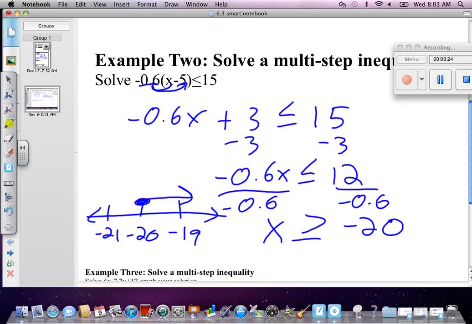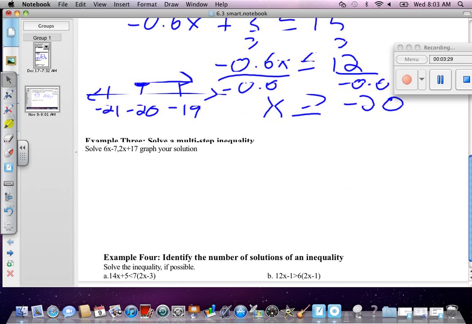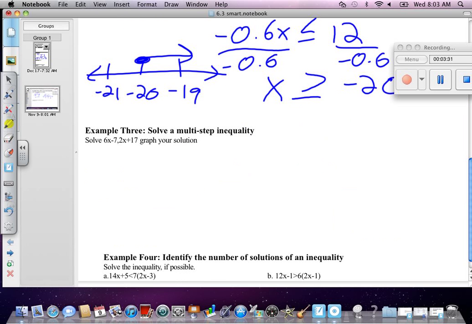Okay. There is a typo for example 3, so we'll have to fix that. It should say 6x minus 7 equals 2x plus 17. And actually it shouldn't say equals, it should say less than or equal to. That's my first step.